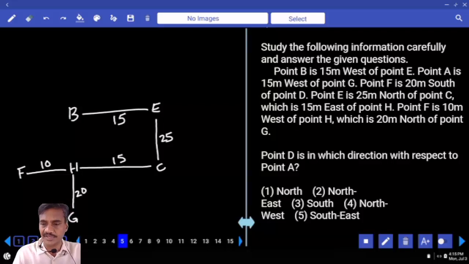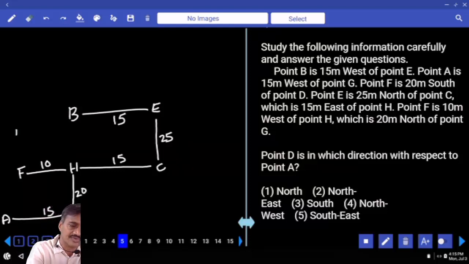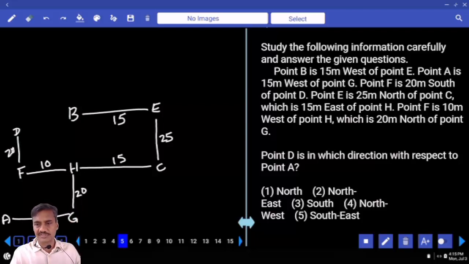And now B is 15 meters to the west of E. A is 15 meters to the west of G. Now A is here, which is 15 meters to the west of G. And F is 20 meters to the south of D. The distance between D and F is only 20 meters. And E is 25 meters to the north of C, and so on.